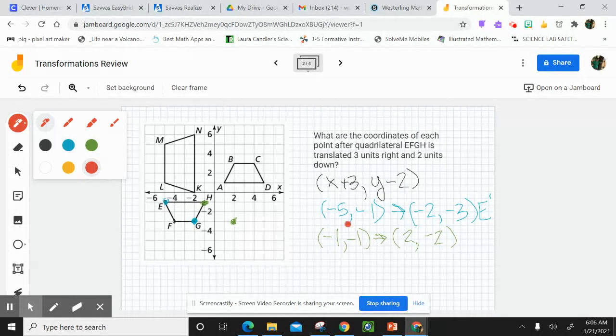Now let's look at G, which starts here at (-2, -3). I'm going to add to that value. -2 plus 3 will take me to 1. -3 minus 2 will take me to -5. Okay, so I have (1, -5).